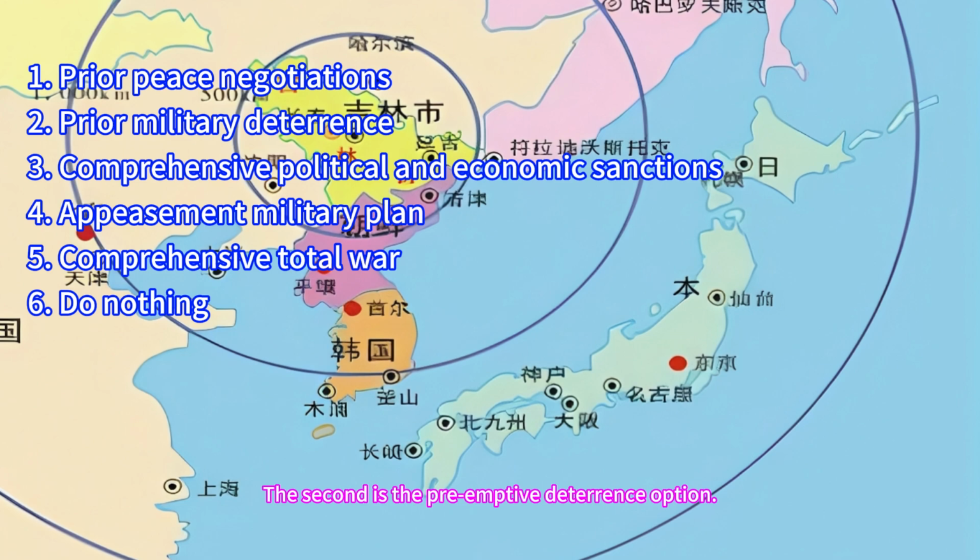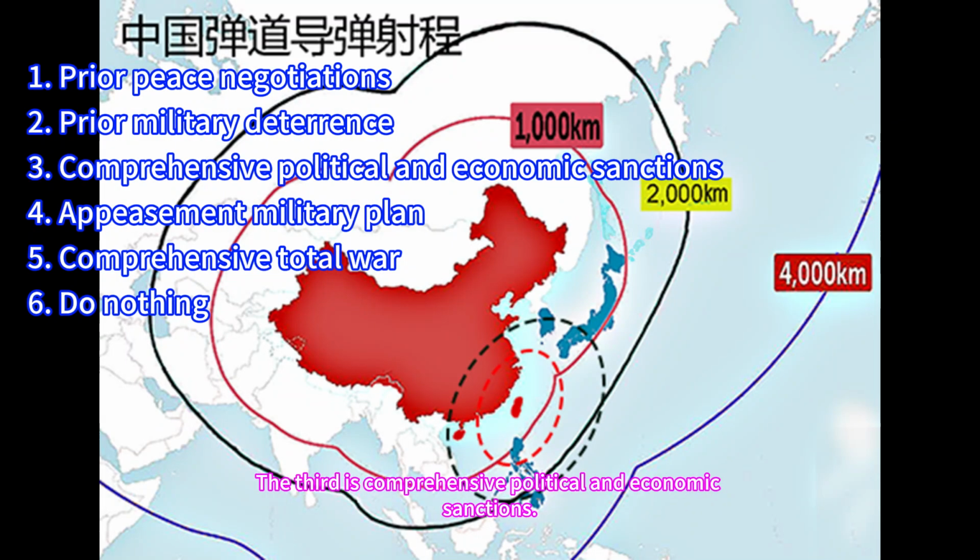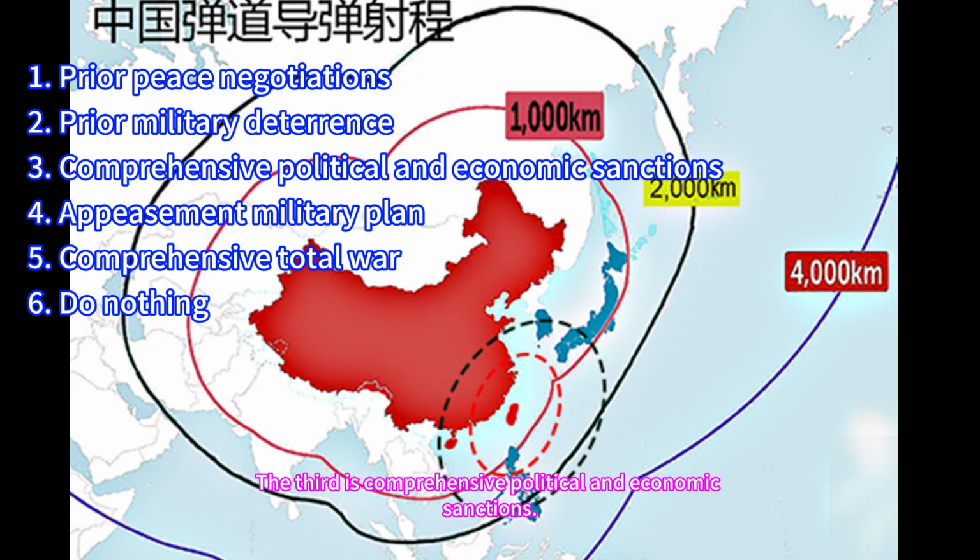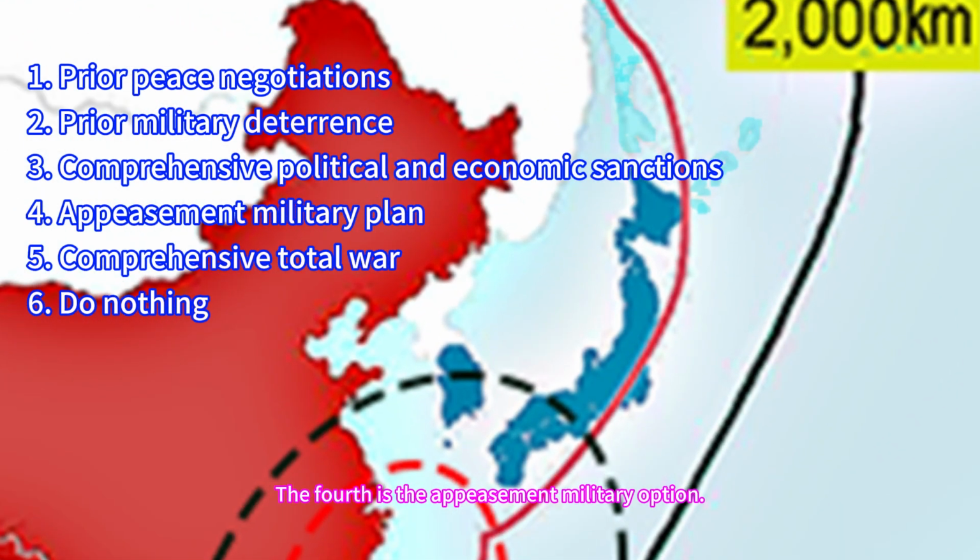The second is the preemptive deterrence option. The third is comprehensive political and economic sanctions. The fourth is the appeasement military option. The fifth is total war. The sixth is to do nothing.